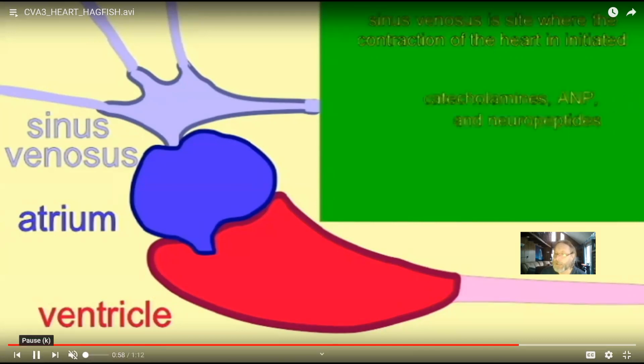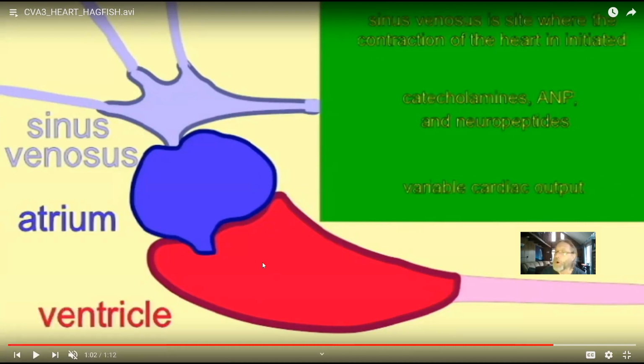Some of the signaling involving the heart is the same, like epinephrine affecting the heart, neuropeptides affecting the heart, and the heart making ANP, which is a peptide which affects water balance. Hagfish can control the output of the heart, so it's not constant. So the heart is not just a pump, it's an adjustable pump.